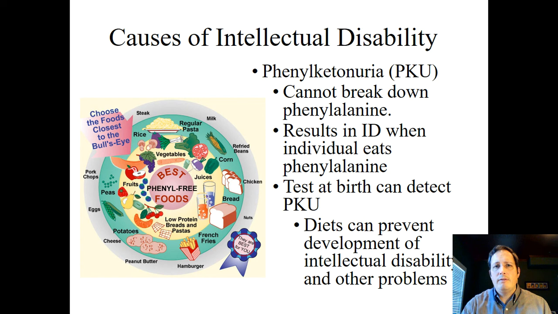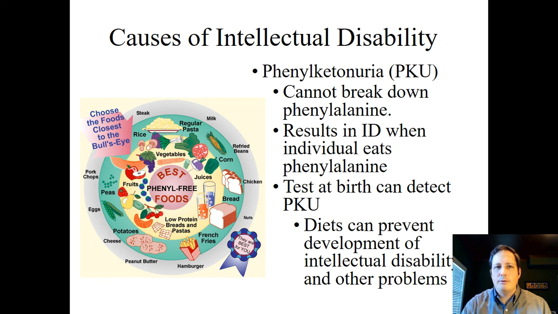The best news of all of the genetic and chromosomal disorders that we've discussed in this module is that PKU can be fairly well prevented from causing these intellectual disabilities because of a particular diet, one where you avoid phenylalanine. And they can do a blood test usually as soon as the baby's born.